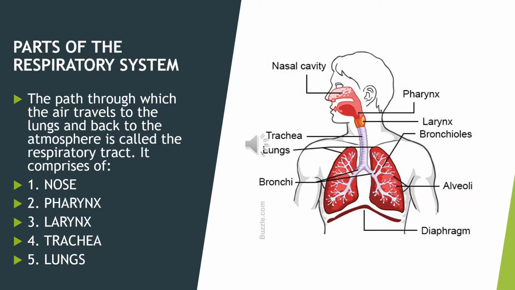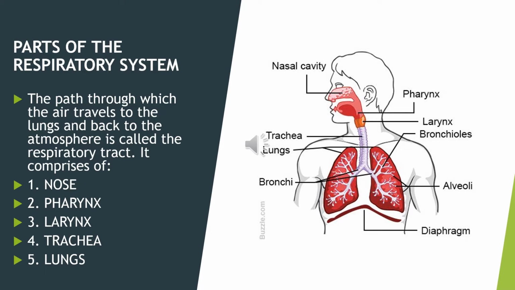Parts of the respiratory system. The path through which the air travels to the lungs and back to the atmosphere is called the respiratory tract. It comprises the nose, pharynx, larynx, trachea, and lungs. The air enters the body through the nasal cavity or the nose and moves on to the pharynx. From the pharynx, the air enters the larynx, which is also known as the voice box. From the larynx, the air passes on to the trachea, which is also known as the windpipe.